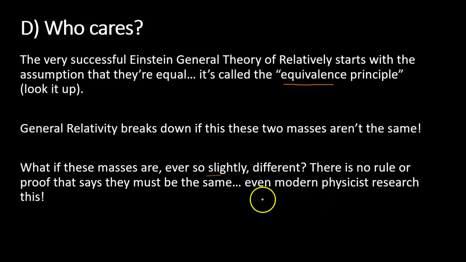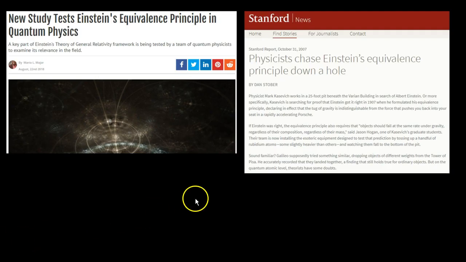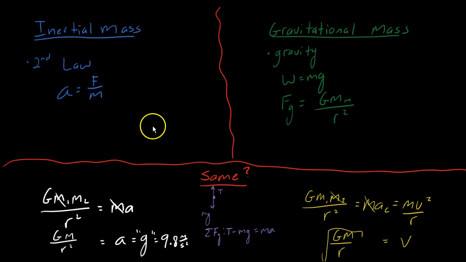All right, even modern physics is actively researching this. This isn't something that's just a random thing we've all just accepted. There is research being done because maybe this will break down certain laws of science, or maybe this will help us unify certain rules of physics that are otherwise hitherto separate from one another. In fact, Stanford does a research experiment where they are essentially checking to see if these masses are the same. Okay? Well, let's recap.